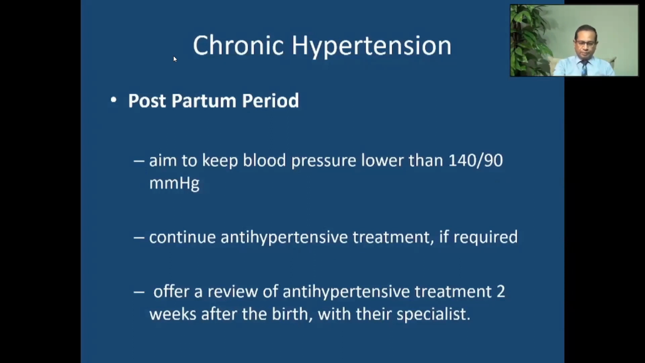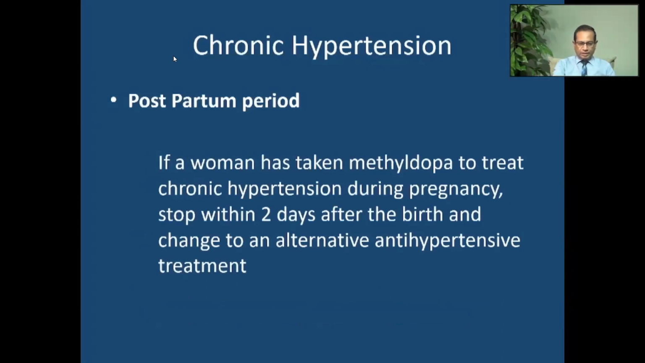Then offer a review of antihypertensive treatment 2 weeks after the birth with their specialist, usually 2 weeks, 4 weeks and 6 weeks. And this is also important because this is a confusing statement: if a woman has taken methyldopa to treat chronic hypertension during pregnancy, stop the methyldopa within 2 days after the birth and change to an alternative antihypertensive treatment. This is very important because sometimes the patients are on methyldopa from the very beginning, but after delivery you need to stop the methyldopa within the first 2 days, and if the blood pressure is high, then you need to change over to another alternative antihypertensive.